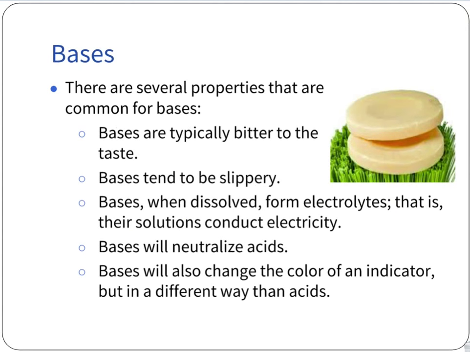Now, what about bases? Several properties are common for bases. Bases are typically bitter to taste. Acids tend to be sour or tart, bases tend to be bitter. Bases tend to be slippery to the touch. Bases, if you dissolve them, also form electrolytes, so they also conduct electricity when in solution, typically. Bases will neutralize acids, in the same way that acids neutralize bases. And bases will also change the colors of indicators, like litmus paper or a chemical like phenolphthalein, but into a different color than acids do. So we can use an indicator to tell whether something is an acid or a base, and how strong that acid or base is.